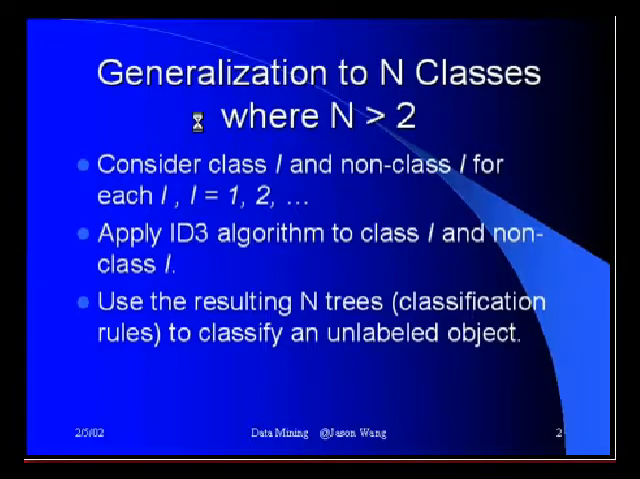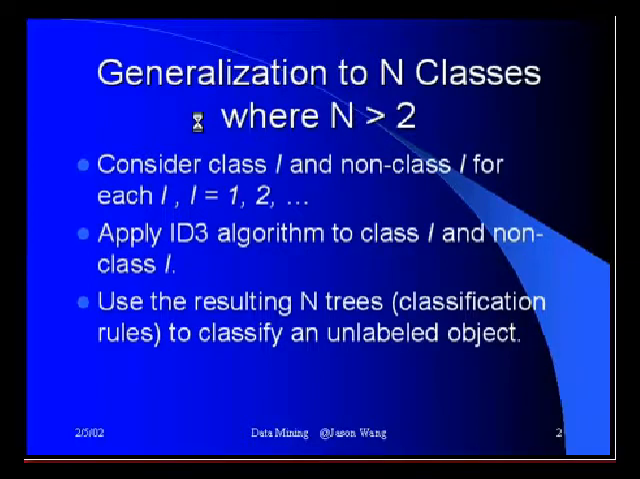What if in practice you have multiple classes, or you have n classes where n is greater than 2? For example, you might have 3 classes, class 1, class 2, class 3, and the data objects belong to these 3 classes. How are you going to do the classification?